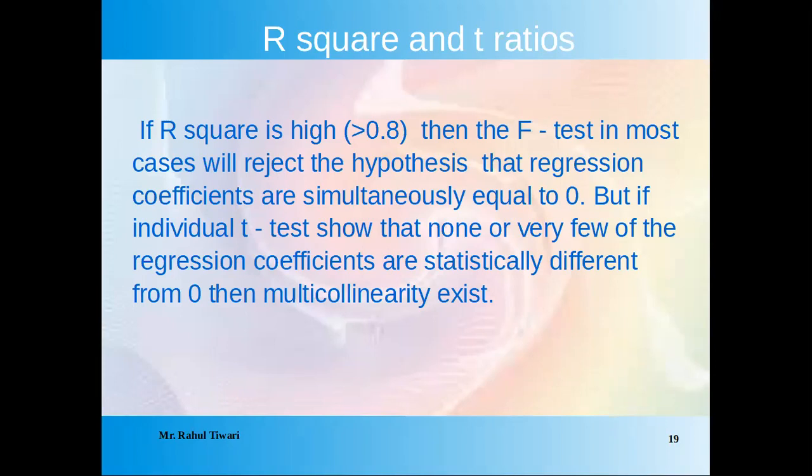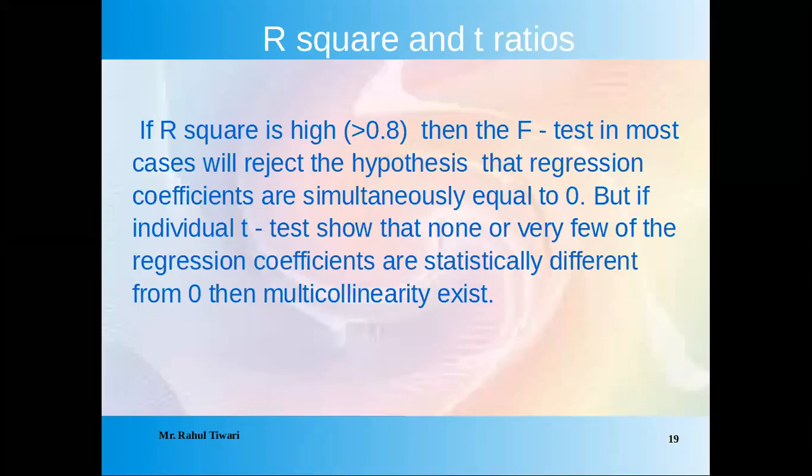That means the model is significant. So you are rejecting H naught, which means the model is significant. If the model is significant, then one may go for the t-test. This is the normal concept we have studied. If the model is significant, then we go for individual testing. But in individual testing, we found that none or very few regression coefficients are statistically different from 0.